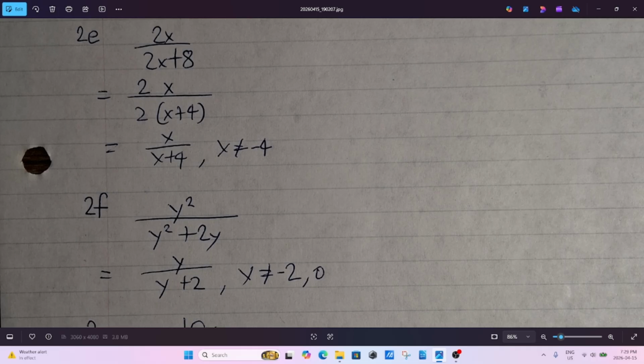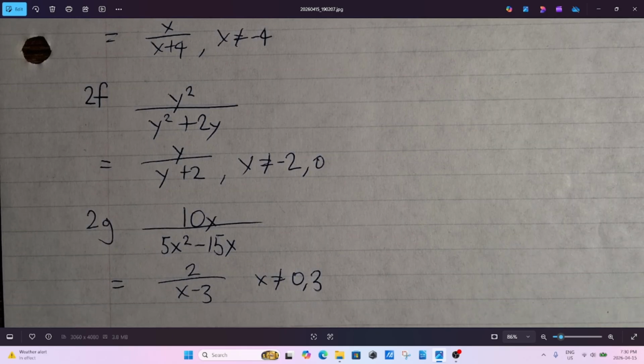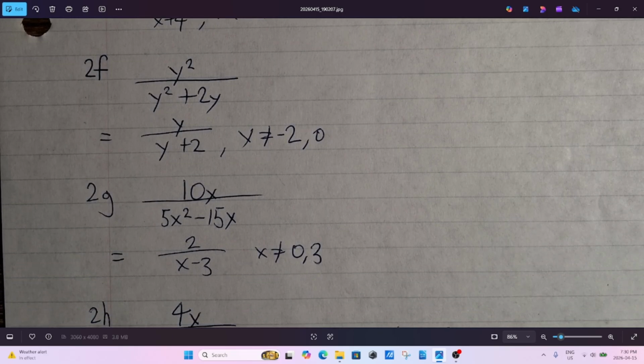2d: 2x divided by 2x plus 8. We can factor out the 2 from the bottom, so we get x over x plus 4. x cannot be negative 4. 2f: y squared divided by y squared plus 2y. So we can factor out a y from the bottom, and then we cancel a y top and bottom. So we get y over y plus 2. y cannot be negative 2 and 0.